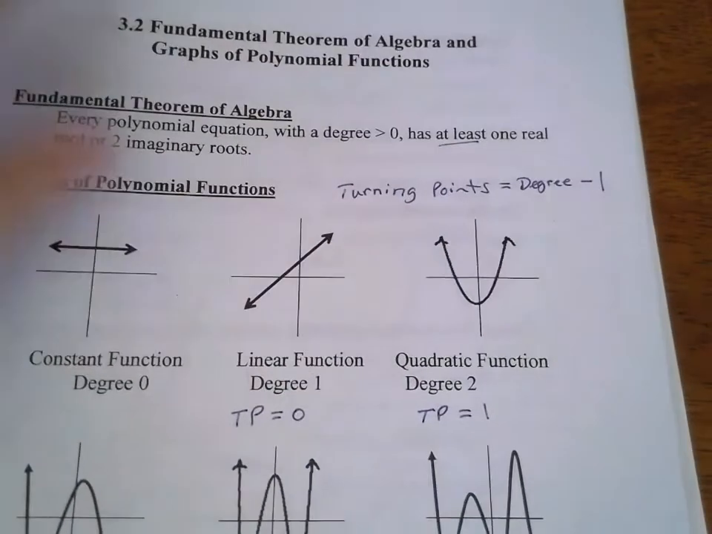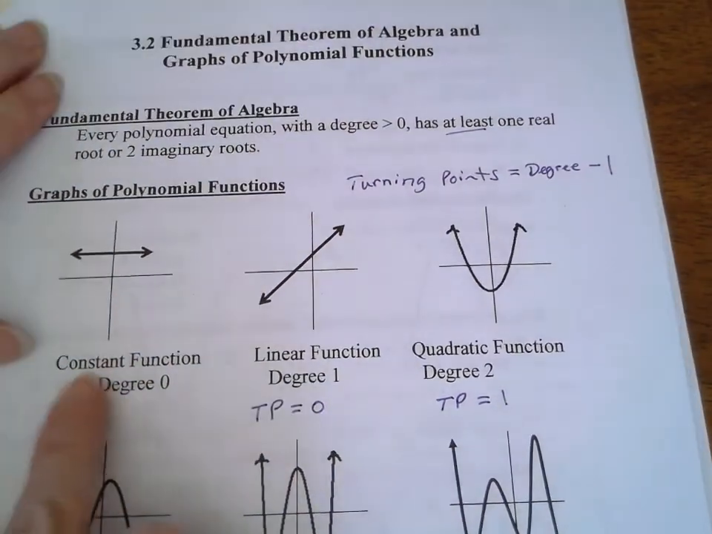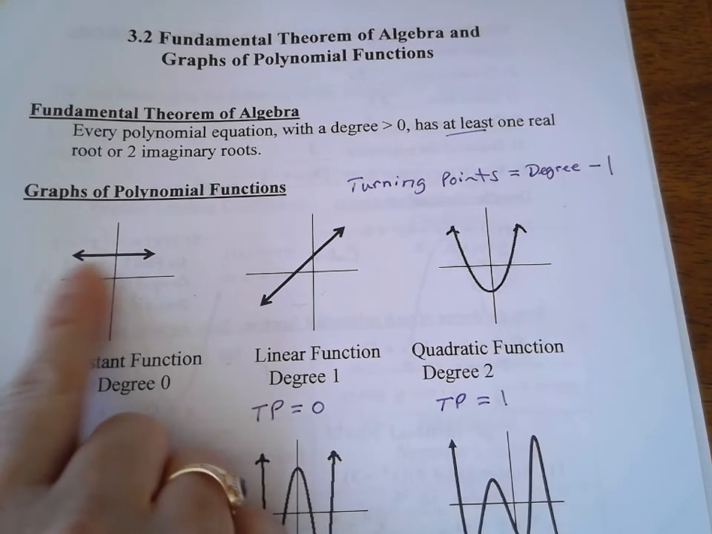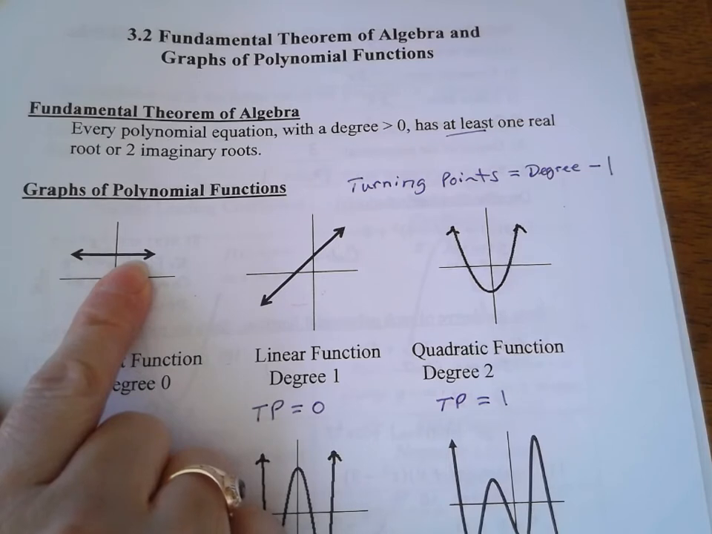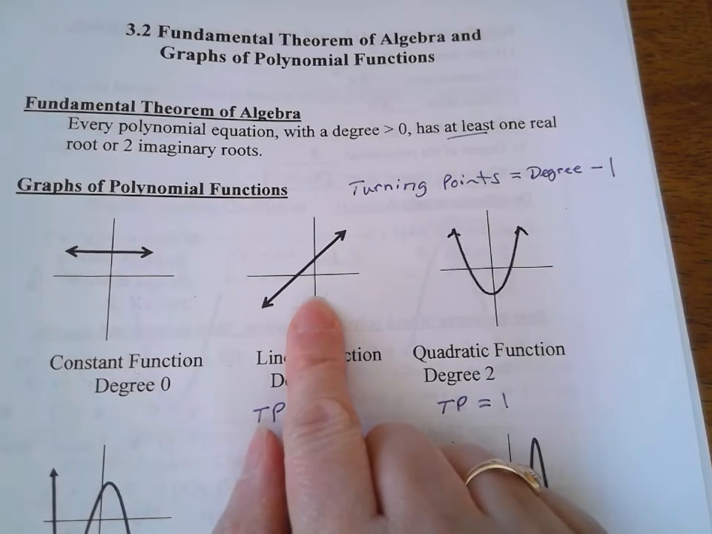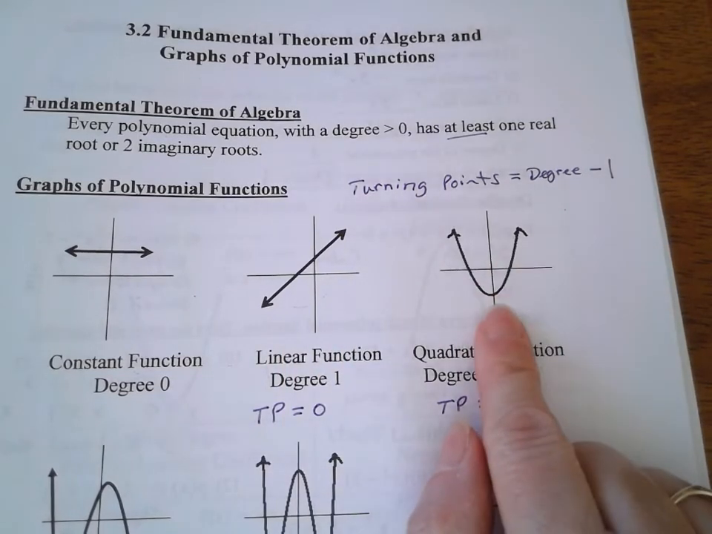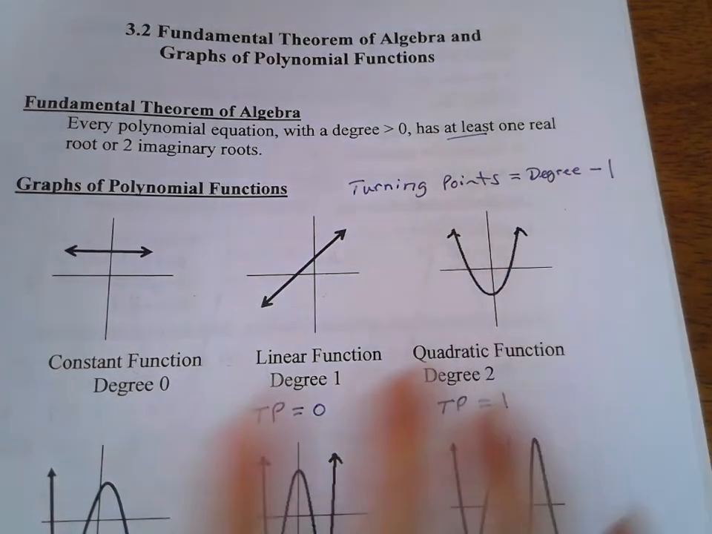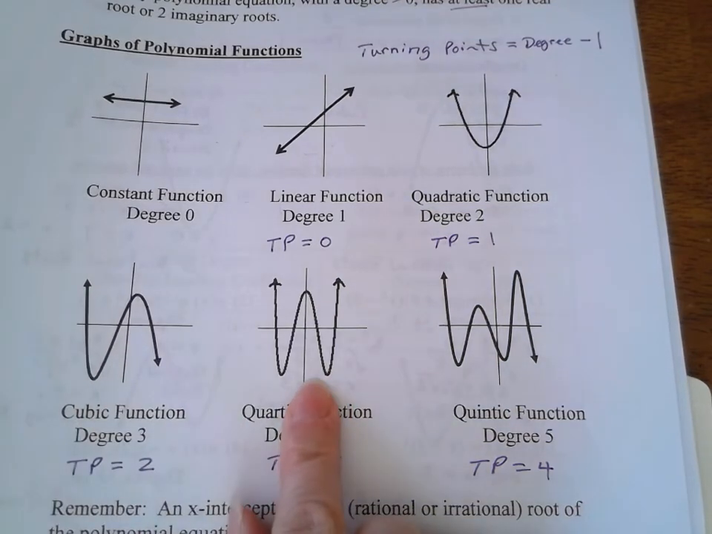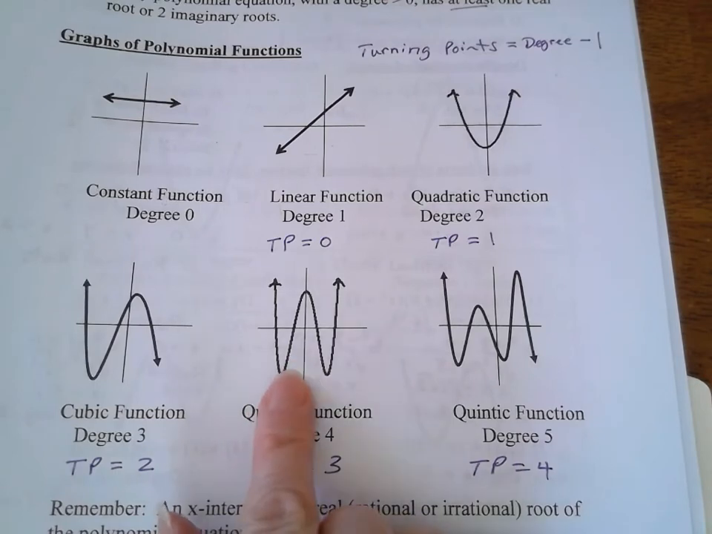Go back to 3.2 for a second. If I'm dealing with a constant function, my domain will always be all reals. The range won't, but the domain will. If I'm dealing with a linear function, both the domain and the range will always be all reals. Quadratic, domain, always all reals. Range won't, domain will. Cubic, domain and range will always be all reals. Quartic, because quartic and quadratic are very similar, domain, always all reals, range will not.